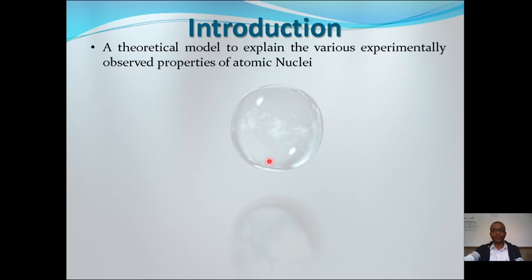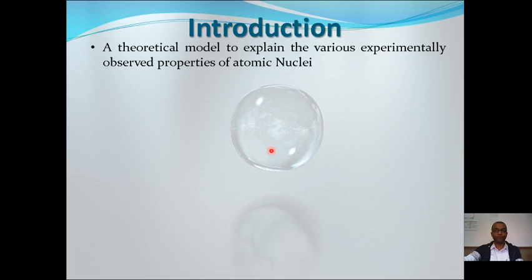So we have been talking about the different properties of a nucleus like the size, the shape, the observed magnetic moment, the observed nuclear spin, the binding energy, etc. All these can be experimentally measured. Now, can we have theoretical models of the nucleus which can explain these experimentally observed properties?